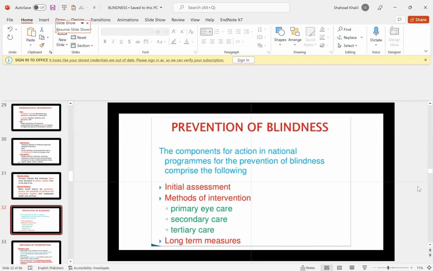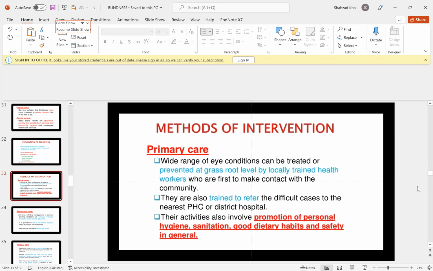Prevention of blindness. The components for action in national programs for the prevention of blindness comprise the following: initial assessment, methods of intervention, which include primary, secondary, and tertiary care, and long-term measures. Methods of intervention include primary care. A wide range of eye conditions can be treated or prevented at grassroots level by locally trained health workers who are first to make contact with the community. They are also trained to refer difficult cases to nearby primary health care or district hospitals. Their activities also involve promotion of personal hygiene, sanitation, good dietary habits, and safety in general.